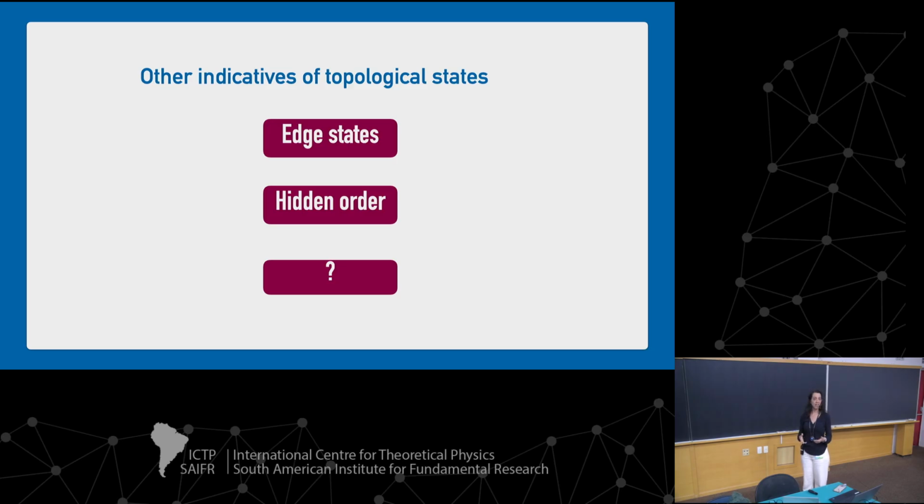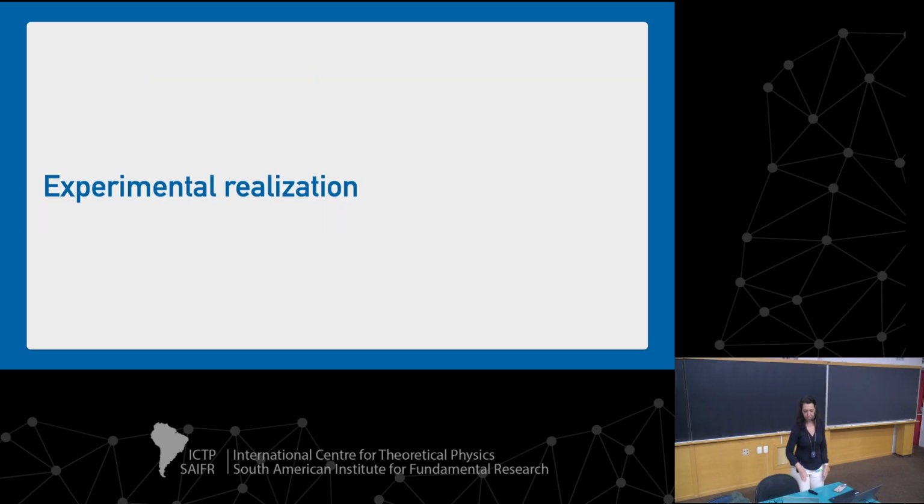There are things that are currently used. Most of the time, in topological states, you have edge states. Something happens at the border of the state. But the presence of edge states does not guarantee that your system is in a topological phase. Some types of hidden order are often present, but the presence of some hidden order does not guarantee it either. And so we have to try to cover all we can to probe whether we have a topological state or not.